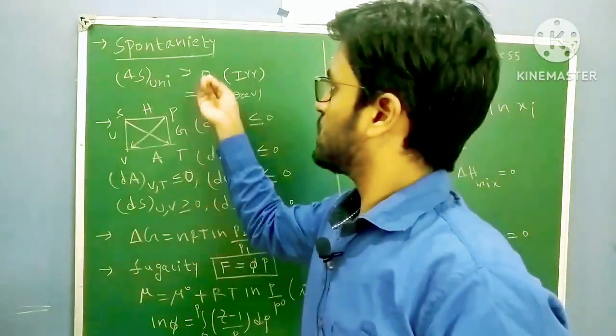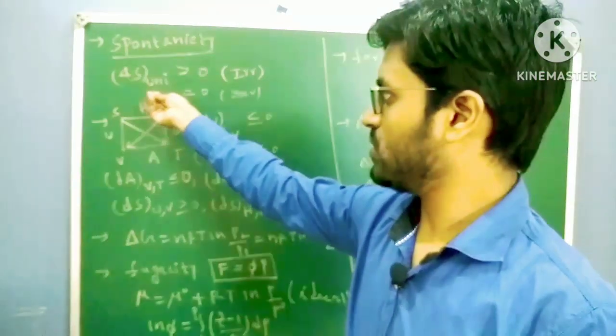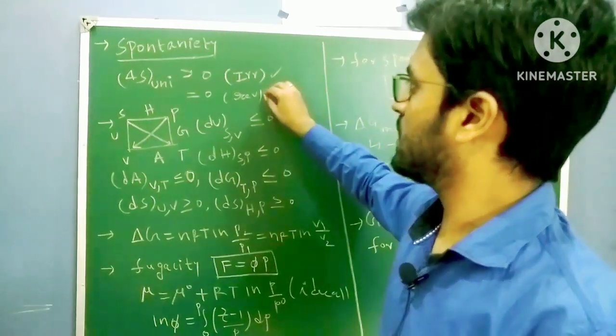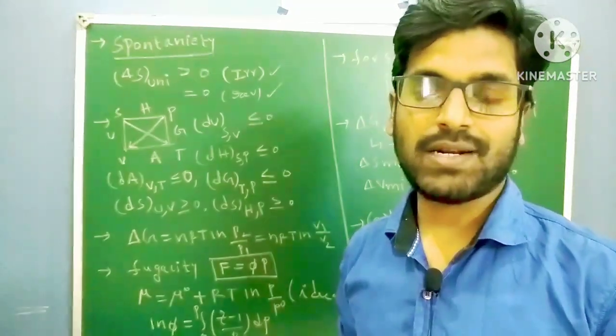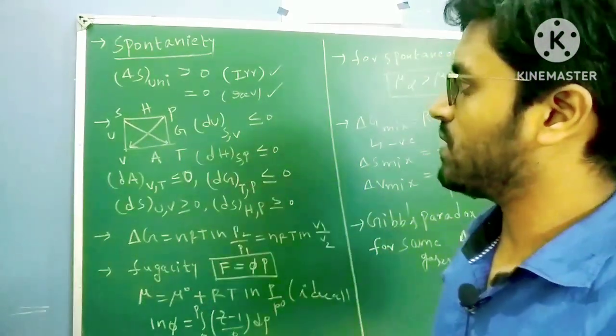Next one, spontaneity. Criteria of spontaneity: delta S universe, the change in entropy of the universe, is greater than 0 for an irreversible process, equal to 0 for a reversible process. That means greater than or equal to 0. Delta S universe greater than or equal to 0: greater than 0 for irreversible, equal to 0 for reversible.